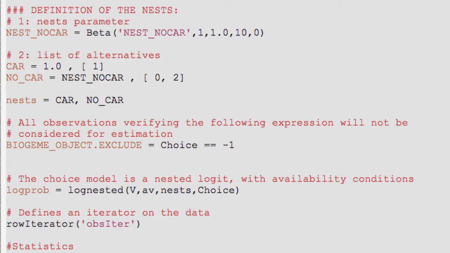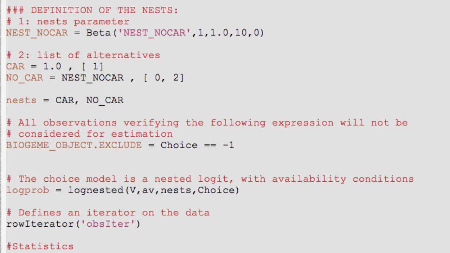So the nest car contains only one alternative, which is alternative 1, and its nest parameter is 1, which is fixed because it's a trivial nest containing only one alternative. The second nest, called no car, contains two alternatives, alternative 0 and alternative 2. It is associated with the nest parameter nest no car, which has been defined above. We put the two definitions of the nest together in the variable nests that will be used in the calculation of the nested logit model below.